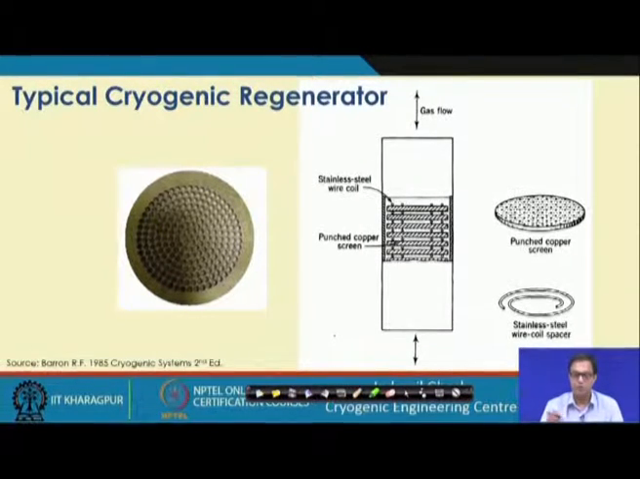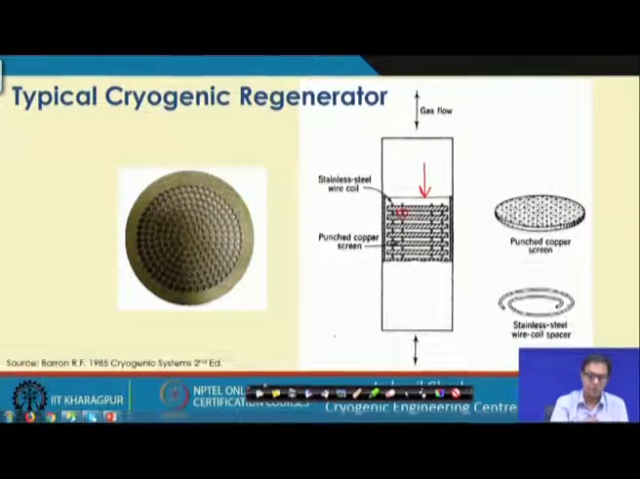This is a typical cryogenic regenerator, where we find alternative layers of perforated plates and stainless steel spacers. The spacers are given to arrest or reduce the axial conduction of heat coming from top to the bottom. So, this is a typical look of a cryogenic regenerator. This has been taken from Barron's book of cryogenic systems.